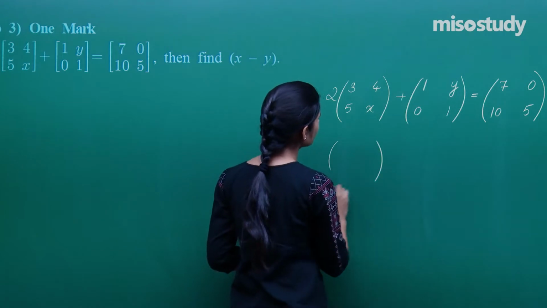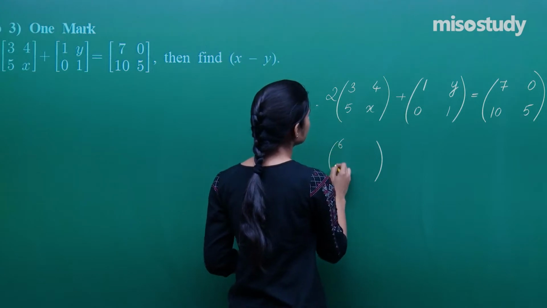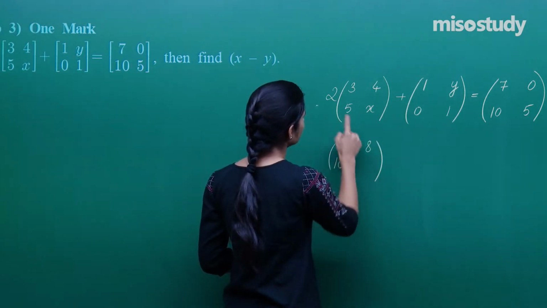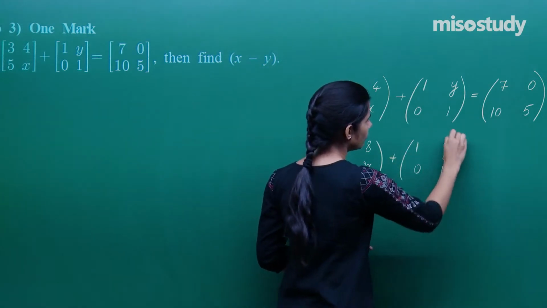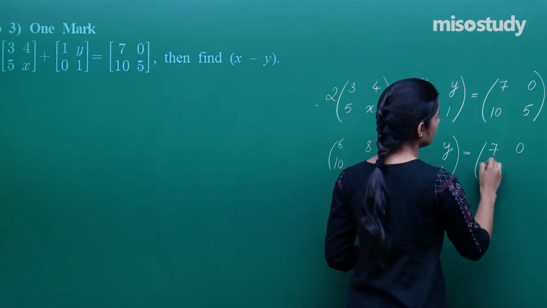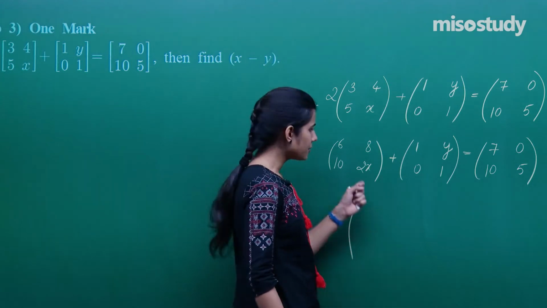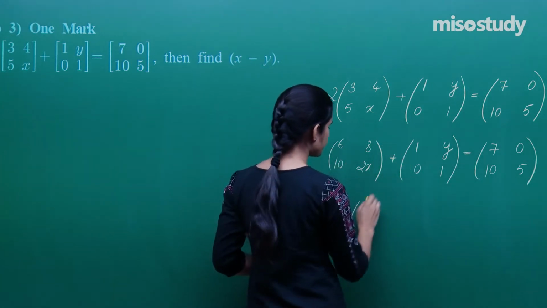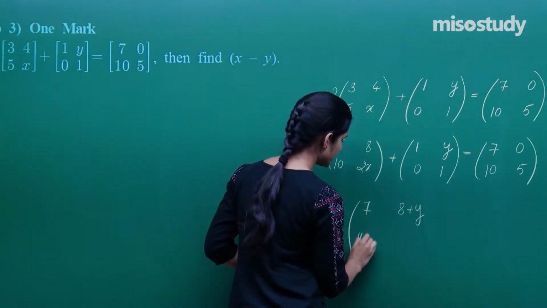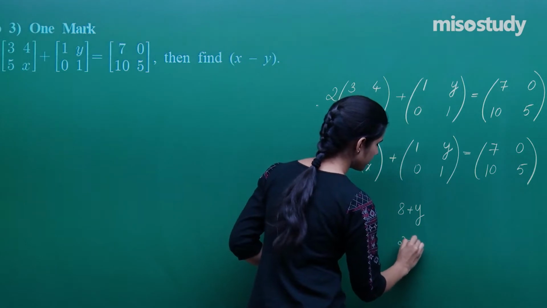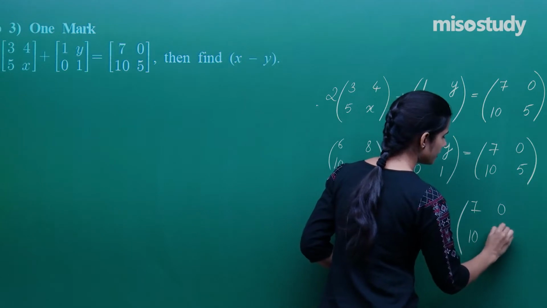This results in another 2 cross 2 matrix with each entry being multiplied by 2 respectively. So first entry here would be 6, 4 into 2 is 8, 5 into 2 is 10 and this is 2x, plus 1, y, 0, 1. This is equal to 7, 0, 10, 5. Both the matrices' corresponding entries get added because orders are same, so no problem. 6 plus 1 is 7, 8 plus y, 10 plus 0 is 10, 2x plus 1. This is to be equal to 7, 0, 10 and 5.